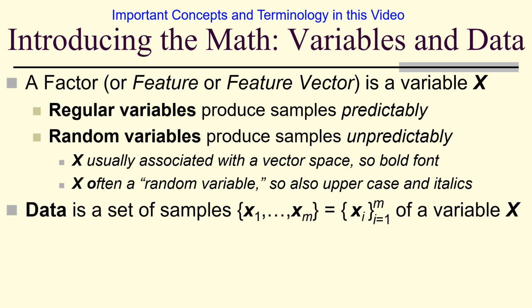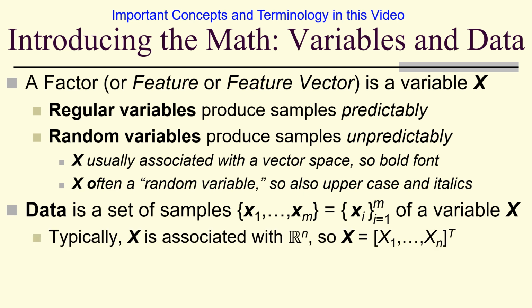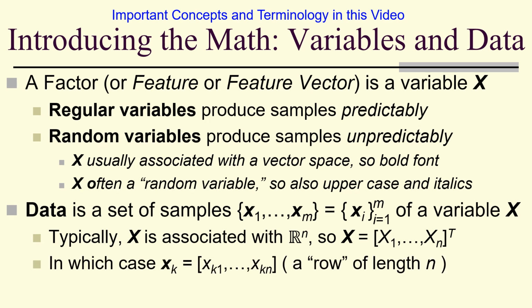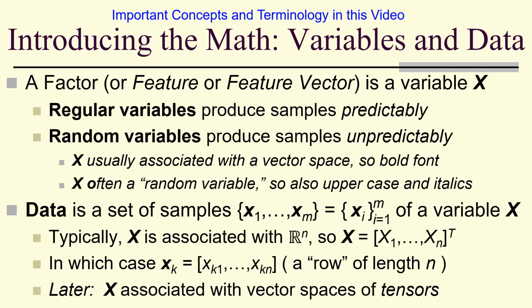Data is a set of samples of a variable x. Typically, x is associated with Rn, so x is a column vector of the variables x1 to xn, in which case a sample is a row of length n. Later on, we'll see variables x associated with other vector spaces, such as tensors.